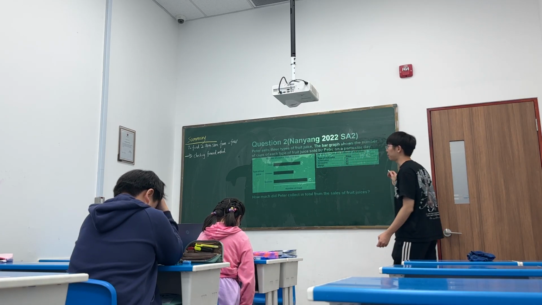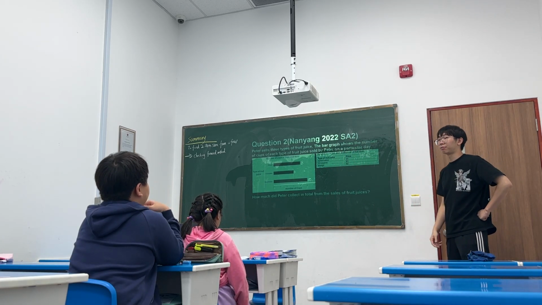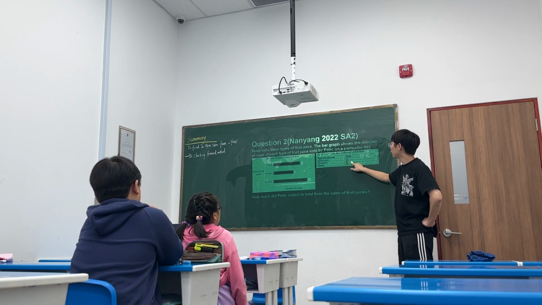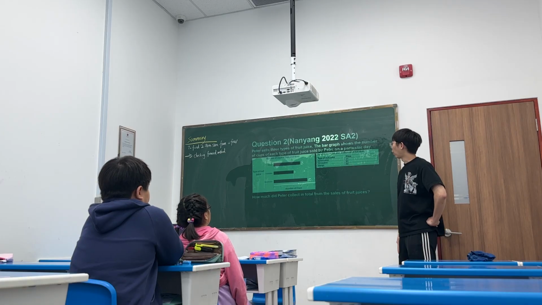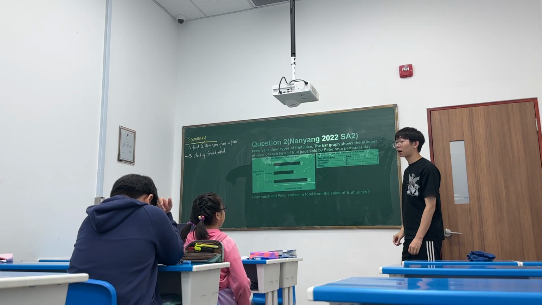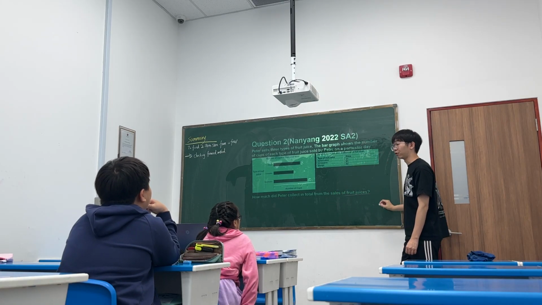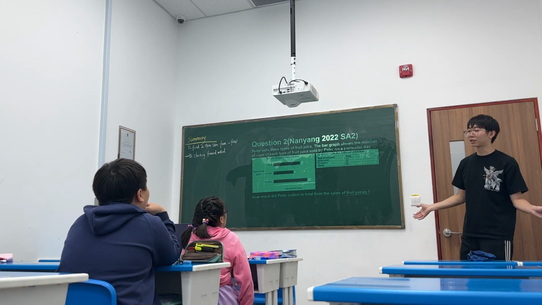Alright, now this table represents the price of each cup of juice. Now watermelon costs $1, honeydew costs $1, and mango costs $2. We're trying to find out how much Peter earned in total from the sales of this fruit juice. Right, so now try it out by yourself.